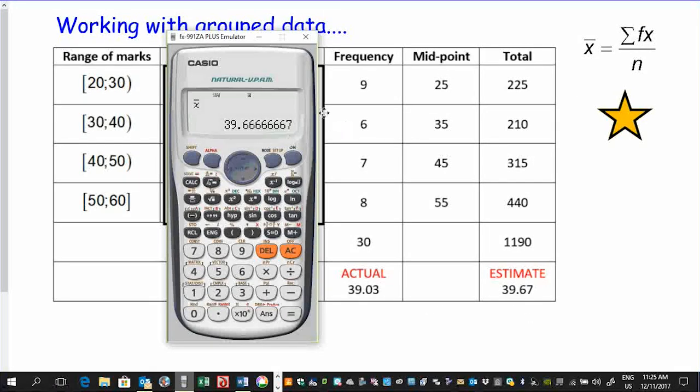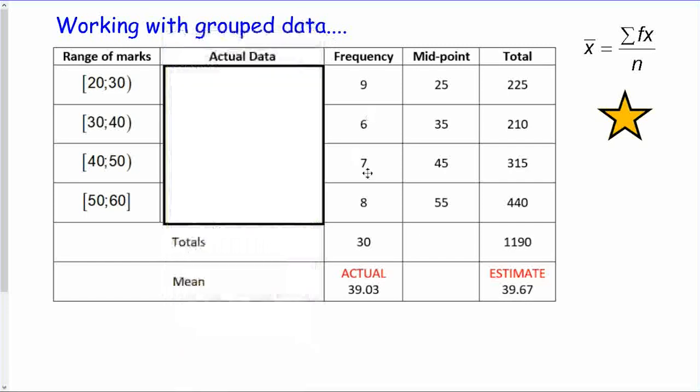Just to finish off on this, we see how our formula is working here. It's the frequency times the value, so 9 times 25 plus 6 times 35 plus 7 times 45 plus 8 times 55, all divided by n, and we get our answer.